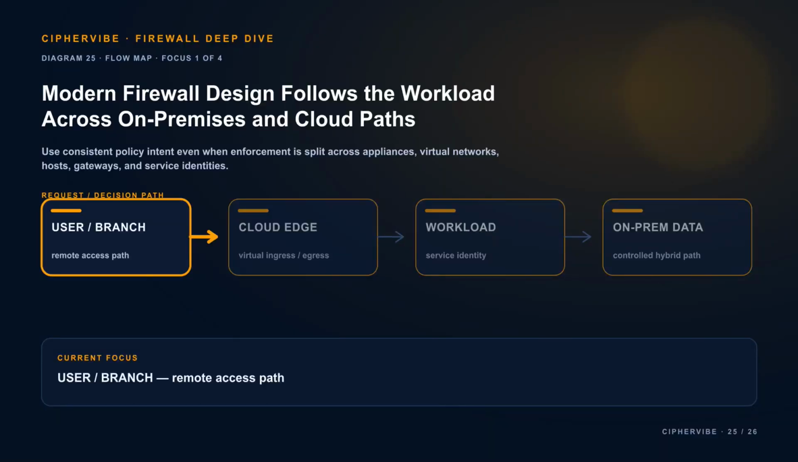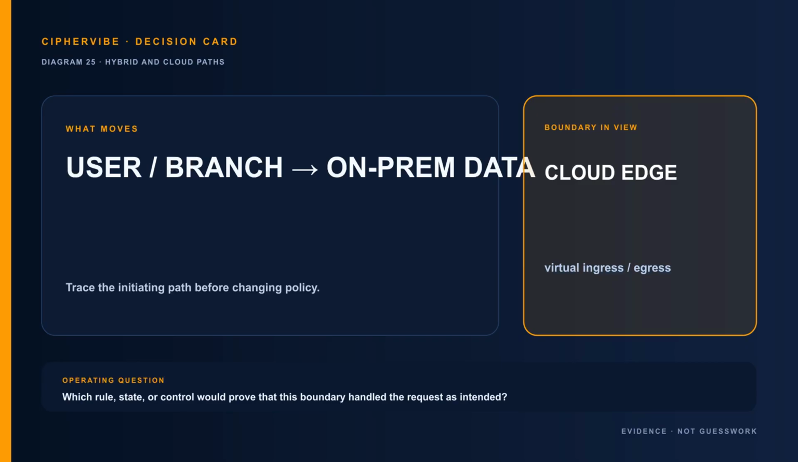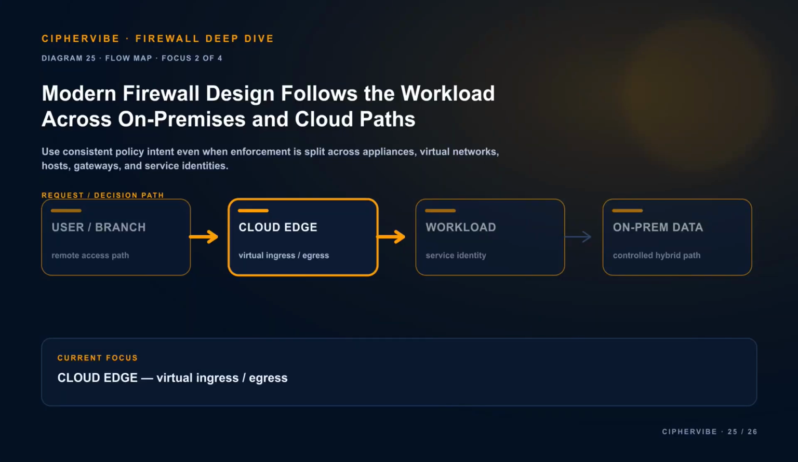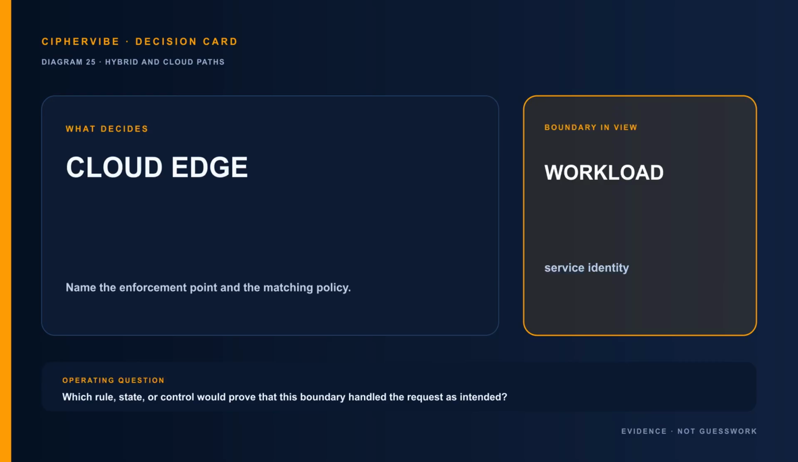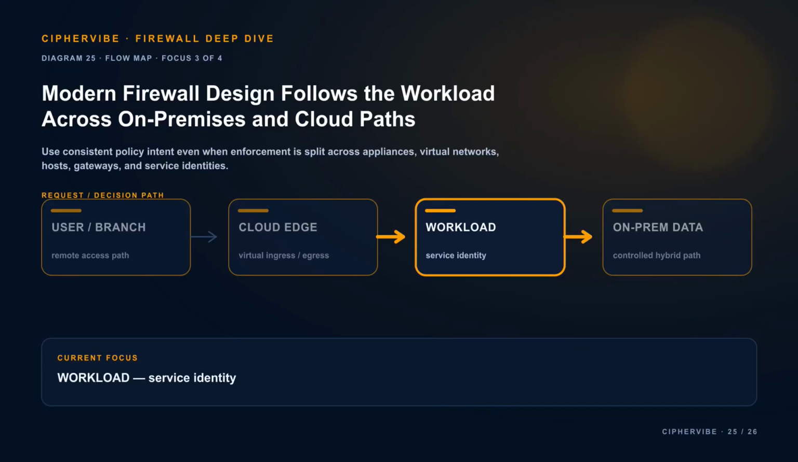A firewall can allow your checkout request at the edge and still leave payment unreachable. In the next few minutes, we will trace the exact decisions that separate a secure path from a broken one. Hybrid environments do not eliminate firewall policy, they distribute it. A user may access a cloud service through an identity-aware gateway. A workload may use cloud security controls, host policy, a service mesh, and a dedicated egress point. A private link may reach an on-premises data service through another boundary.